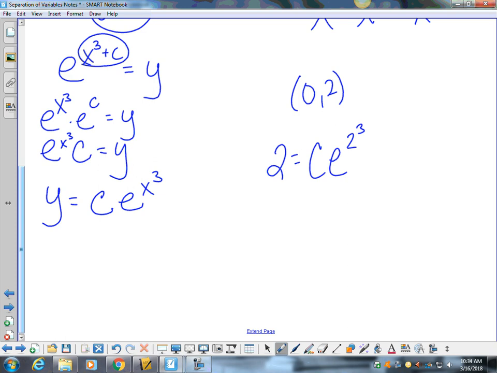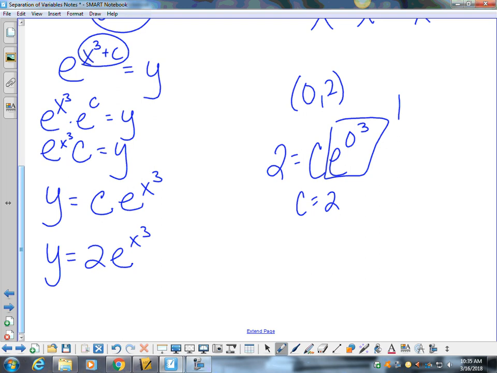See, it's not 2. It's a 0. Good job. Making sure y'all are paying attention. What's 0 cubed? 0. What's anything to the 0? 1. What's 1 times c? C. So c equals 2. Because all of this goes to 1. So now I know that I'm this.